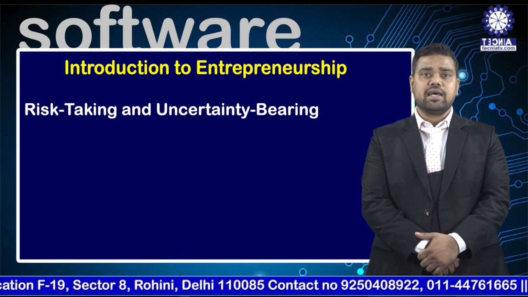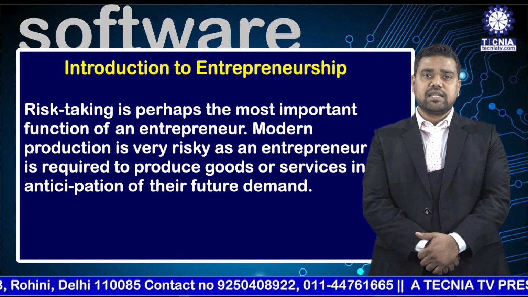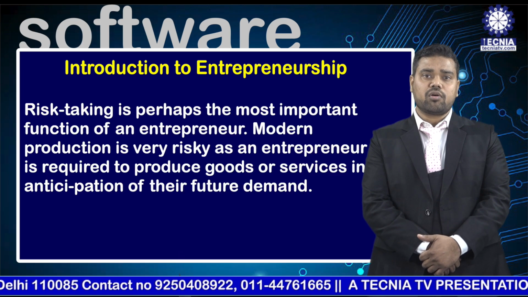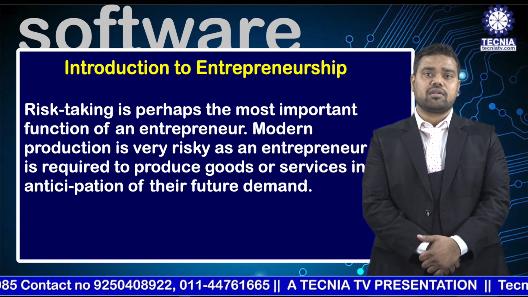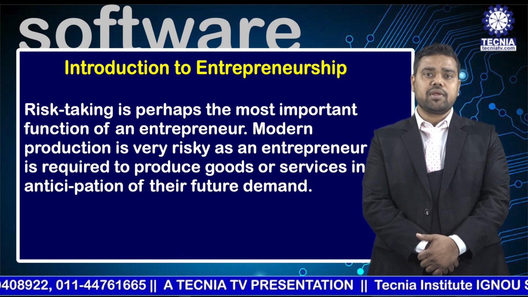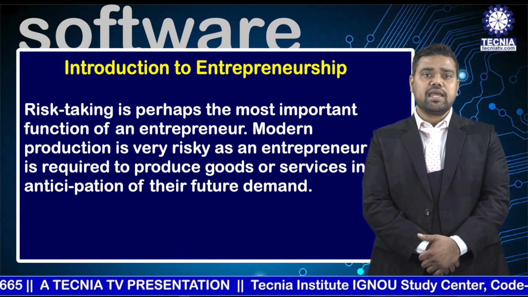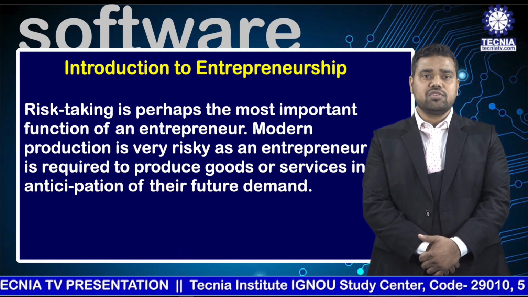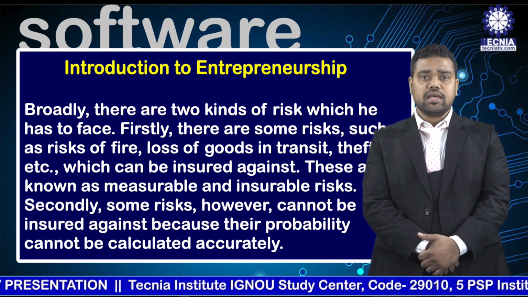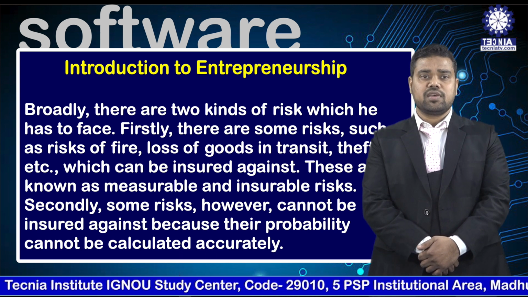Now, fourth one, risk taking and uncertainty bearing. Risk taking is perhaps the most important function of an entrepreneur. Modern production is very risky as an entrepreneur is required to produce goods or services in anticipation of their future demand. Broadly, there are two kinds of risk which he has to face.